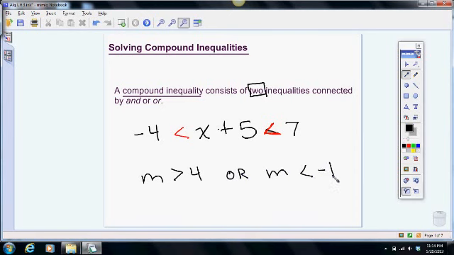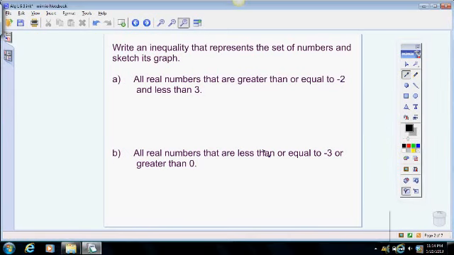In part A here, we're talking about all real numbers that are greater than or equal to -2 and less than 3.